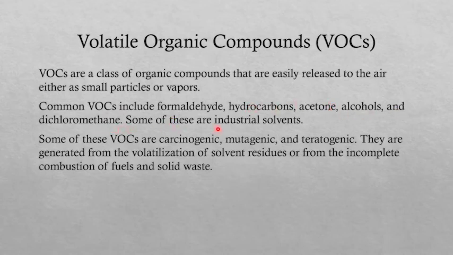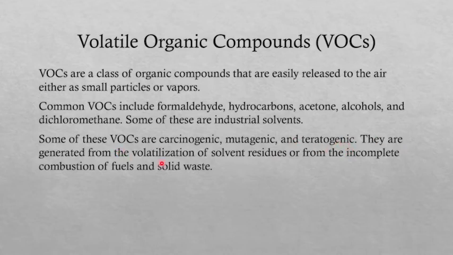Some of these are industrial solvents, so they can escape the process as vapors or they can be generated inside of our houses from various activities. For example, formaldehyde and hydrocarbons can leach out of some of our plastic products. Acetone and alcohols are common solvents at home, so they can still be volatilized. Some of these VOCs are carcinogenic, mutagenic, and teratogenic, meaning that they can cause cancer, or they can damage our DNA, or they can cause damage to an unborn child, leading to deformities.